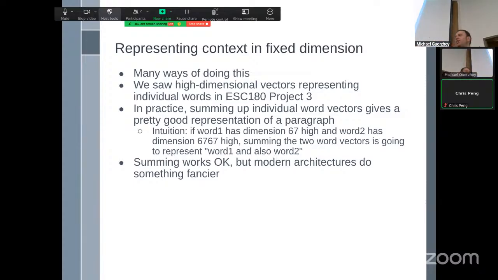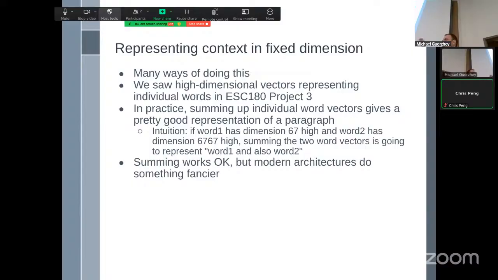This is probably counterintuitive if you're thinking about vectors in 3D. Why would adding a bunch of vectors represent any information at all? Aren't you ruining it? The answer is, in high dimension, not very much. Imagine that for word vector 1, dimension 67 is very high and everything else is low. And then for word 2, dimension 6767 is high. You add those two together, and that actually preserves the information that it's a paragraph that has both word 1 in it and word 2 in it.